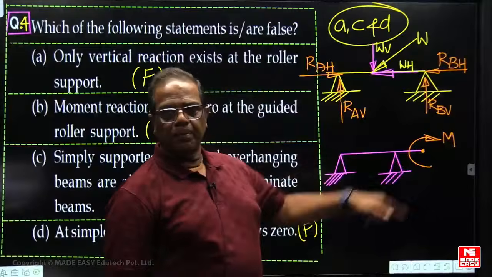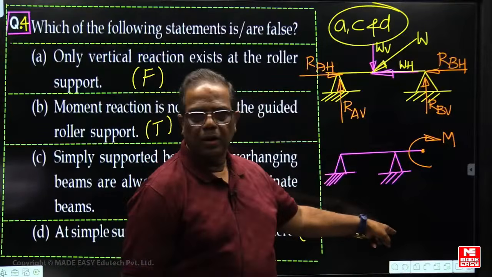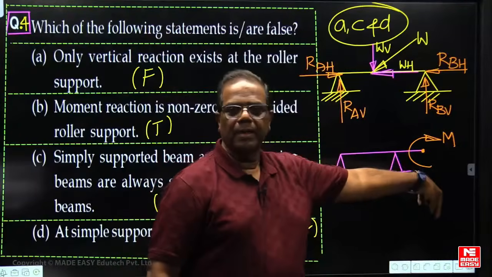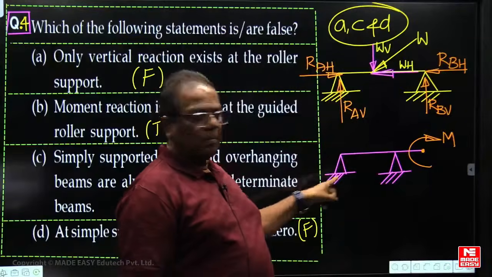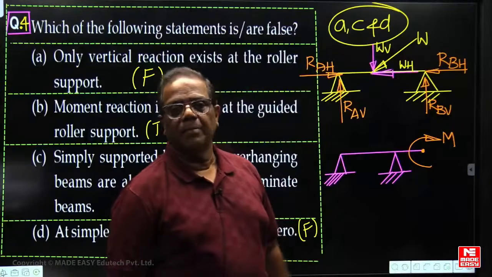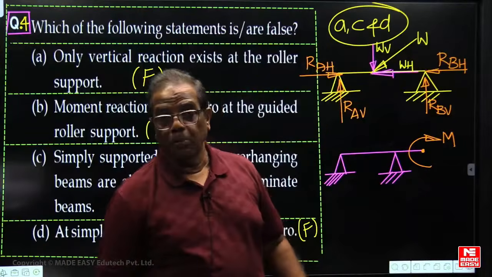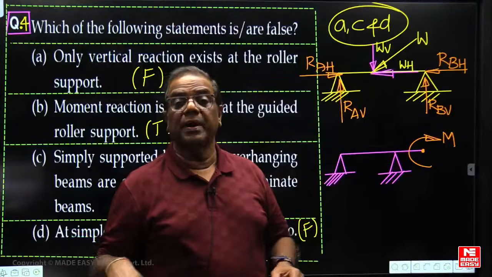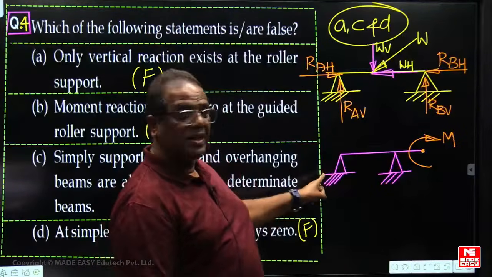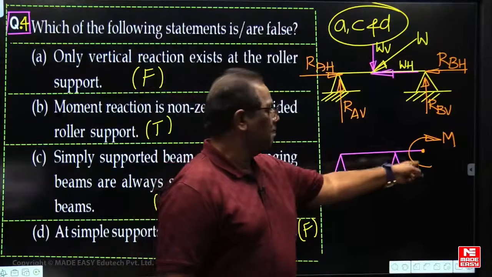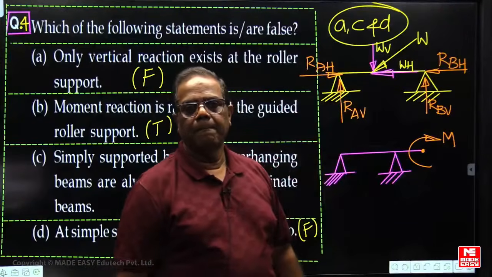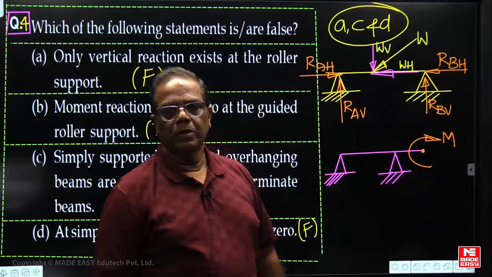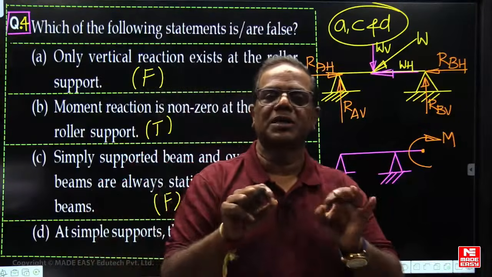So this is overhanging beam. So here bending moment is zero, but here bending moment is not zero, minus M है. So simple support में हमेशा moment reaction zero है, but bending moment may or may not be zero. Here bending moment is zero, but here bending moment is how much? No, minus M है.